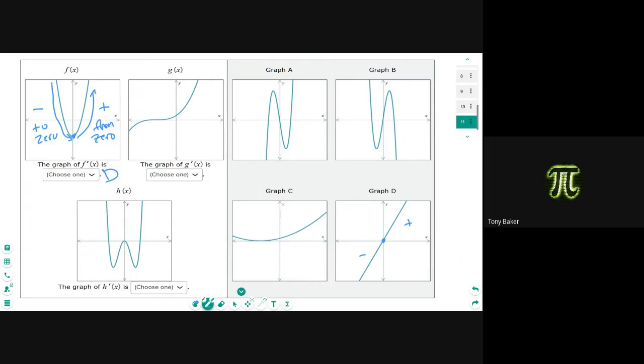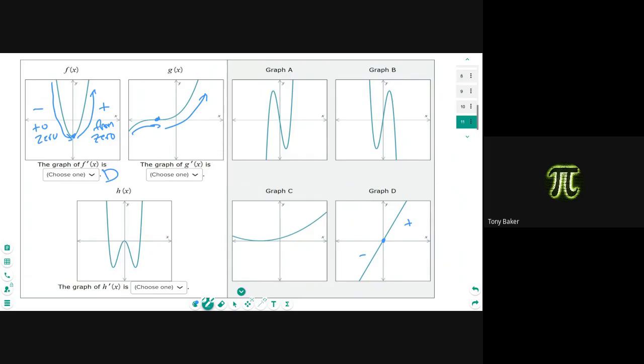All right, let's look at g of x. What do we notice about g of x? It looks like it's always increasing, right? It's definitely increasing over here. There might be a little spot in here where it's actually 0, but it's never going negative, right? It's always staying positive.